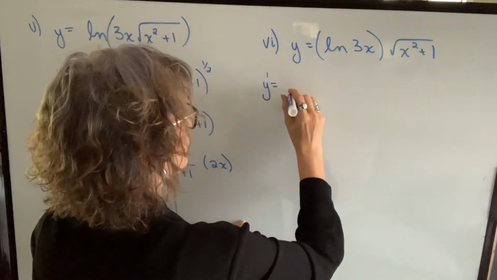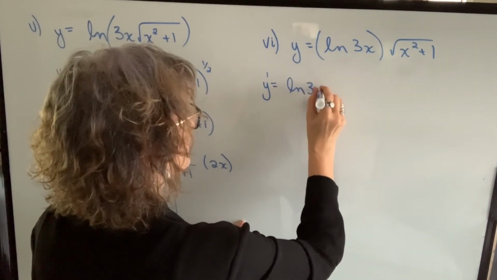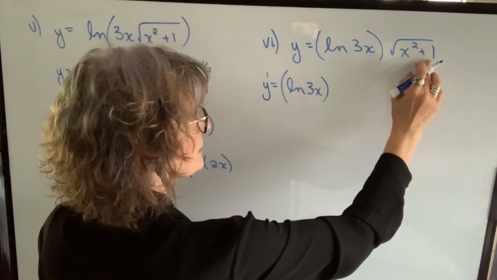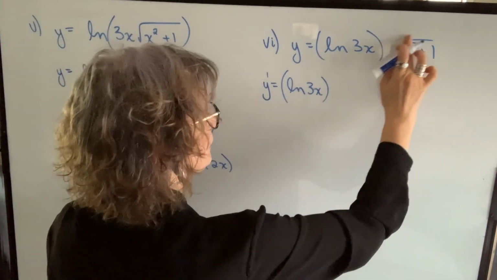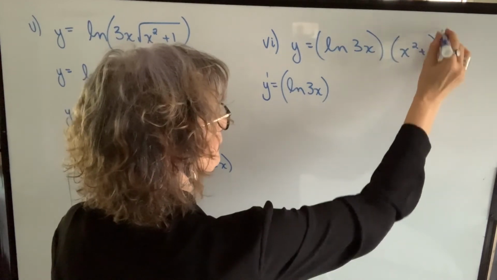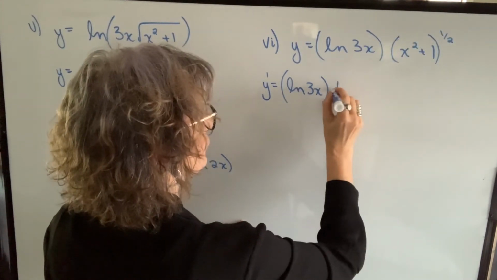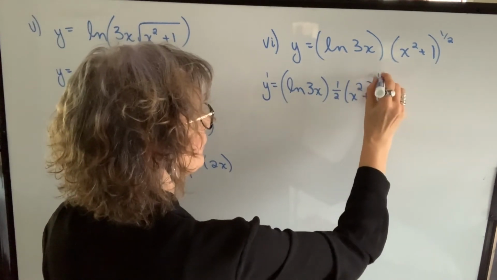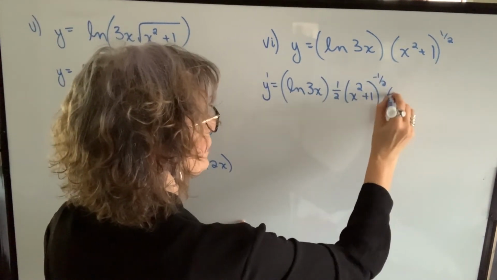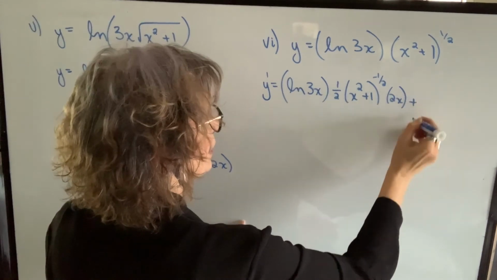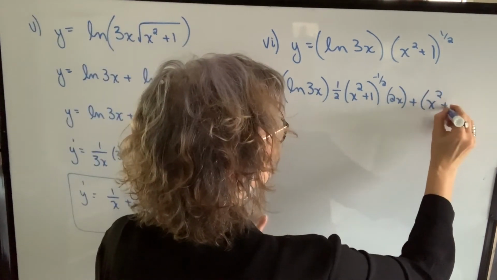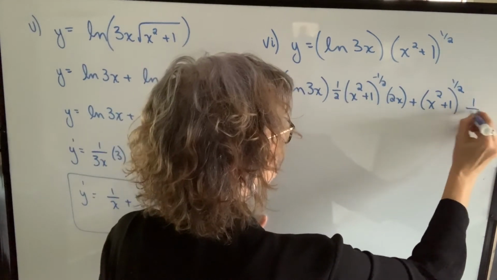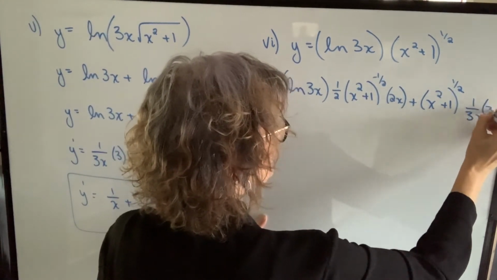So I take natural log of 3x, multiply it to the derivative of this. This is to the 1/2. So the derivative would be 1/2 x squared plus 1 to the negative 1/2 times the derivative of x squared, which is 2x, plus x squared plus 1 to the 1/2 times the derivative of natural log of 3x, which would be 1 over 3x times 3.